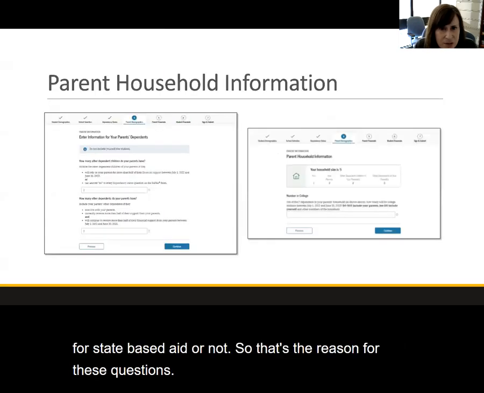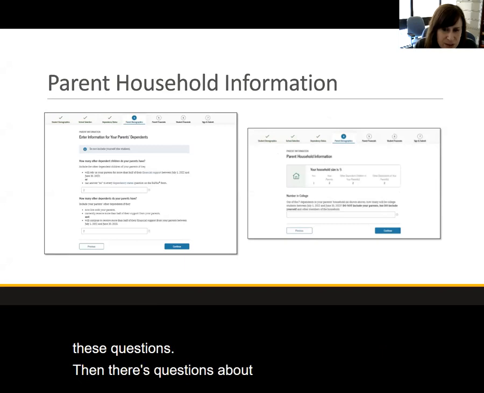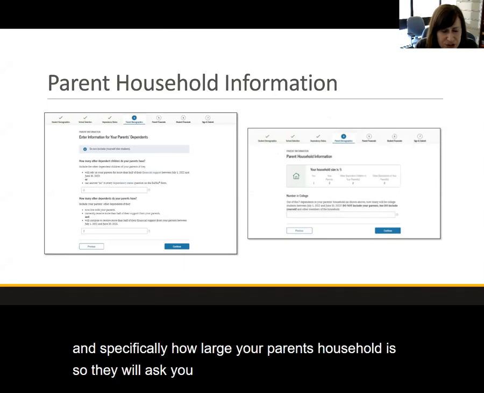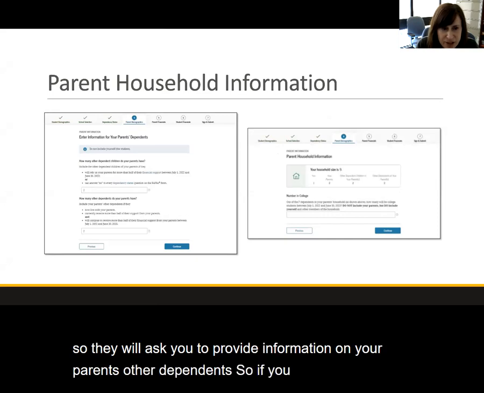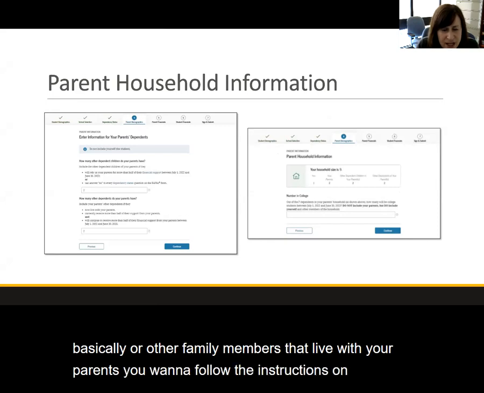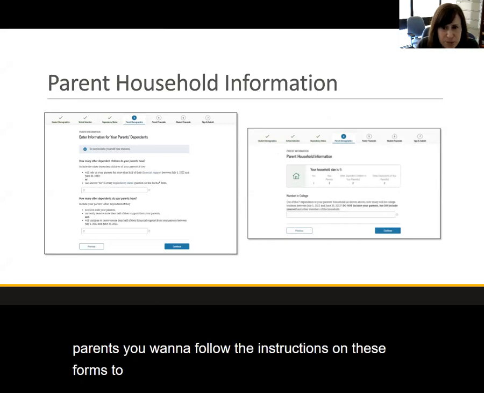Then there's questions about your parents' household and specifically how large your parents' household is. So they will ask you to provide information on your parents' other dependents. So if you have siblings basically or other family members that live with your parents, you want to follow the instructions on these forms to determine whether they should be reported there or not.